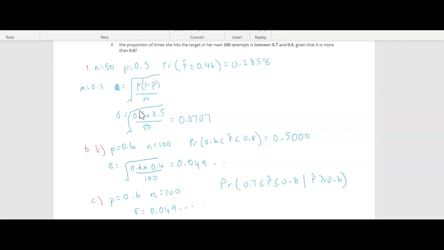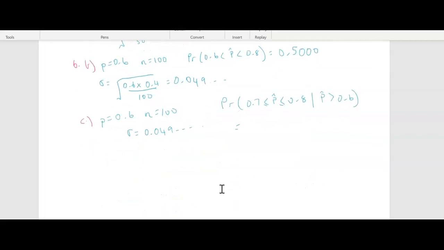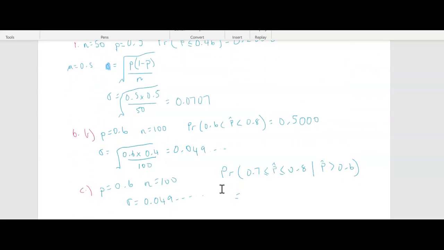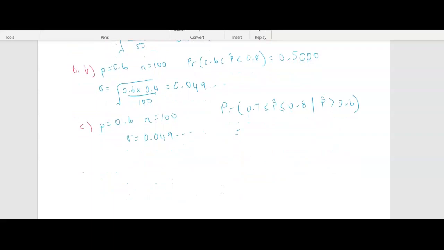So remember, with normal distribution, it doesn't matter about your inequality signs, although I should put that one correctly. All right, so let's do this. Apply our conditional probability formula. Okay, so remember, we want what these two events have in common. So we want greater than 0.6, but also between 0.7 and 0.8. So that's going to be what is in common.